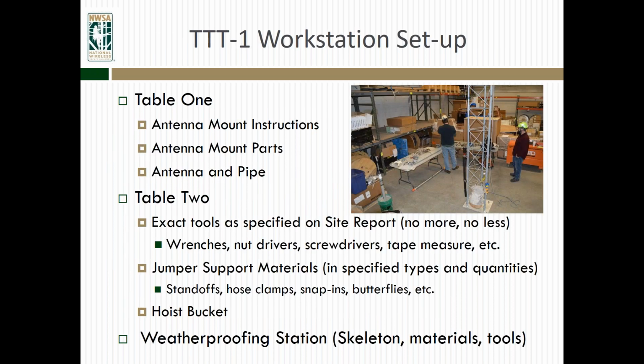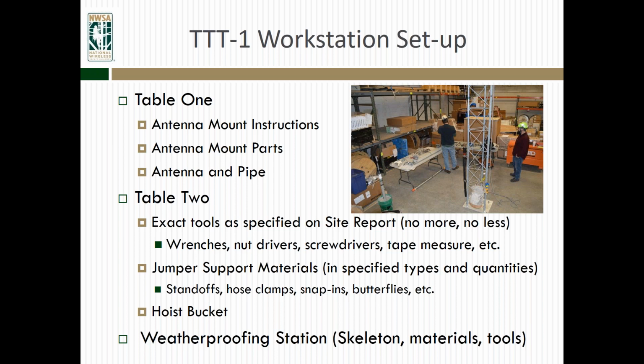As far as setting up the workstations for the T1, we have 2 tables. You can see the photo here behind us, how we've got the test tower set up with the 2-part hoisting system. And then you can also see the weatherproofing skeleton in the left corner, the antenna table, or table 1, there on the left, and then to the gentleman's right, table 2. That can be a variety of things. They can be simple folding tables. Some people like a rolling workbench with shadow box places for all their tools. Up to you how detailed you'd like to make that.